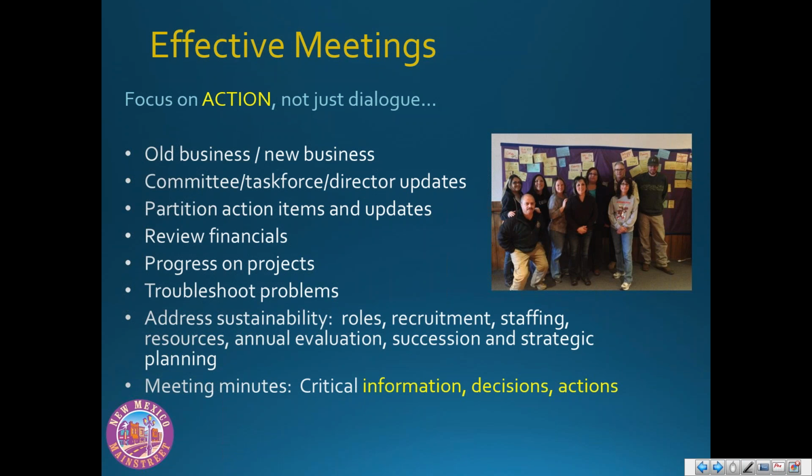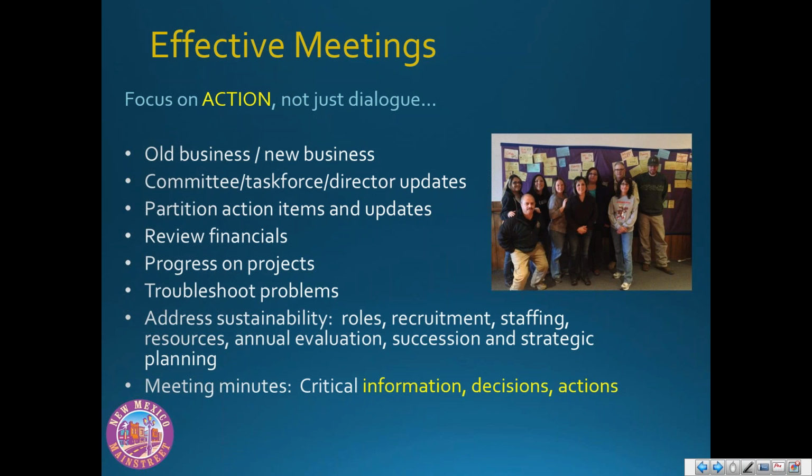Historically, a lot of nonprofits use the old business, new business categories. Here's the old business we need to close out or finish closing out, and here's new business. I'm not a big fan of structuring your agendas under those two categories because it just seems to focus on not so innovative work, right? You can focus your agendas to include task force and committee and even updates from your directors. You should partition your action items from your updates, right?